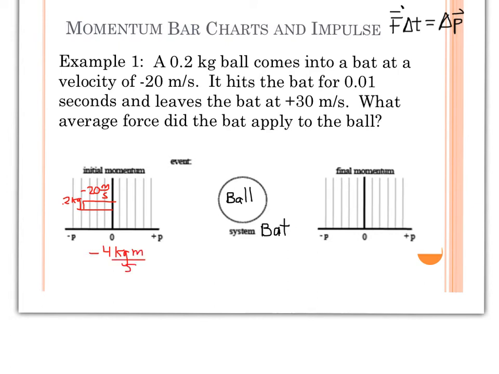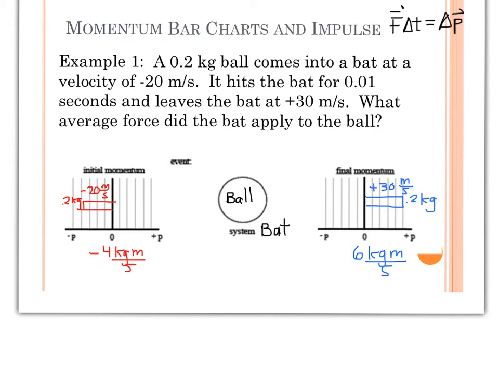And it says that the ball hits the bat for 0.01 seconds and leaves the bat with a velocity of positive 30 meters per second. So afterwards, the same ball with the 0.2 kilogram mass has a velocity of positive 30 meters per second. So it's left the bat going the opposite direction. Now it's going forward. So the momentum afterwards is 30 times 0.2, or 6 kilogram meters per second.